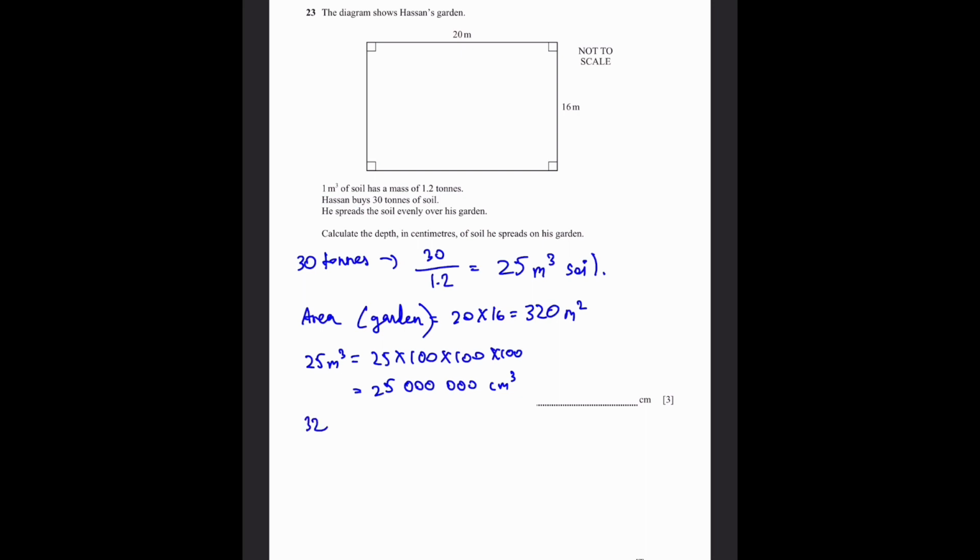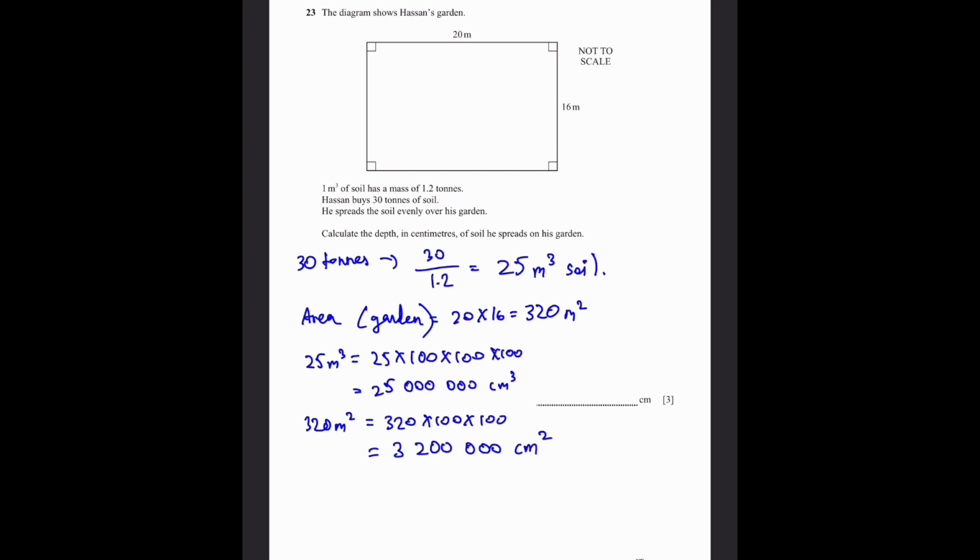Now, 320 meters squared is equal to 320 into 100 into 100, 2 times only because it's meters squared, to the power 2. And this will be equal to 320 into 10,000, which is 3,200,000. That's equal to 3,200,000 centimeters squared.